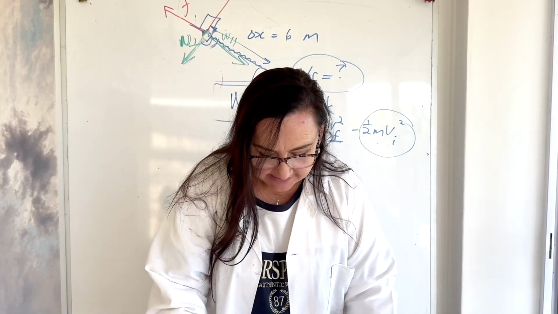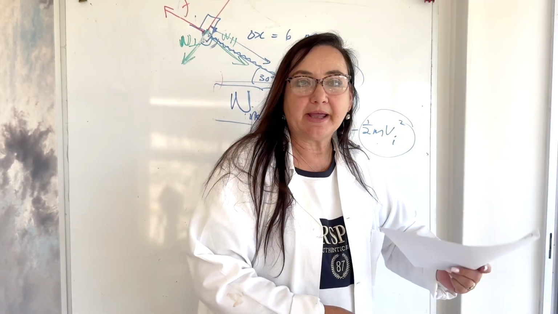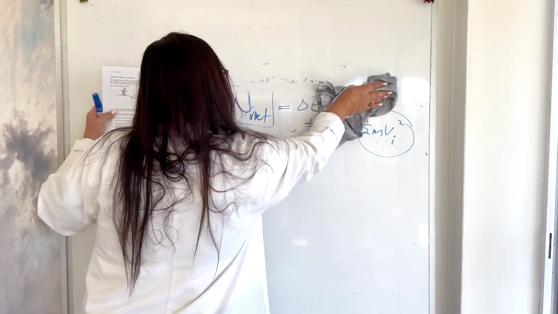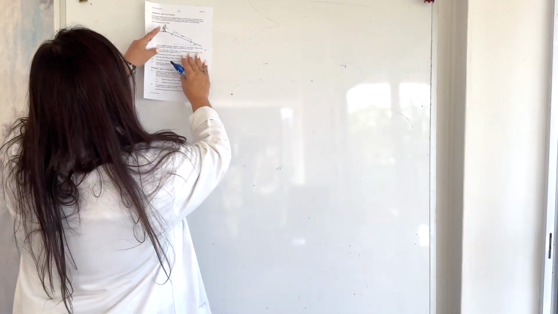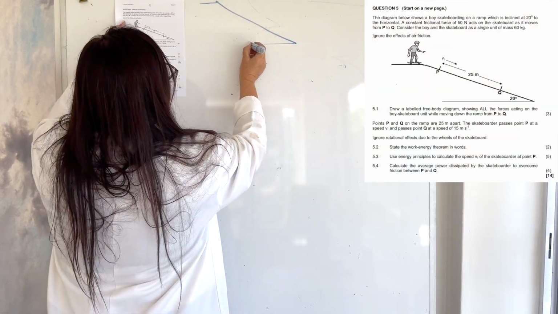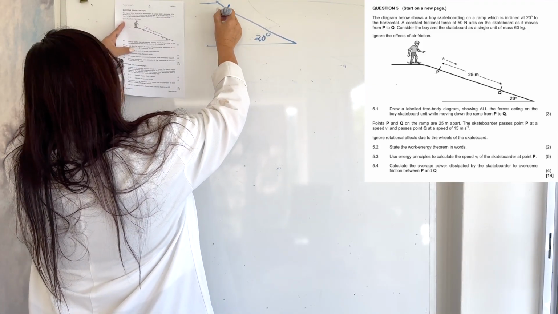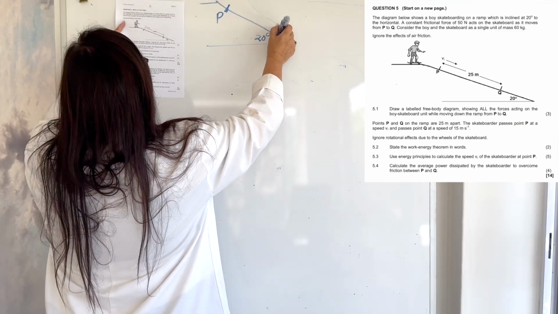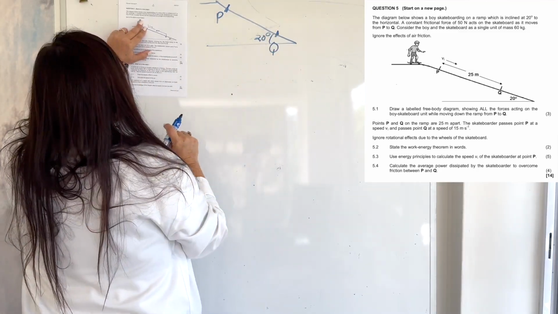So the question looks like this. It's question 5 from an old matric paper. They say they've got a boy up here who is going to go down a slope of 20 degrees. Then they've got a P there and a Q there, 2 points, and they say it's got an angle of, yeah, we've got that already, 20 degrees.